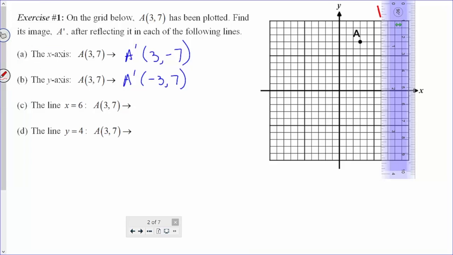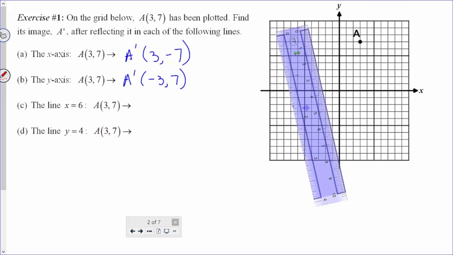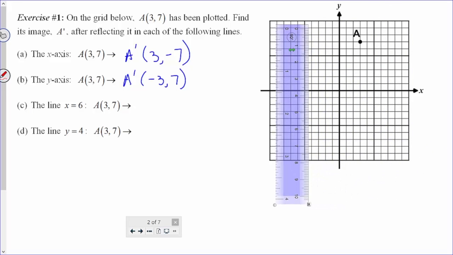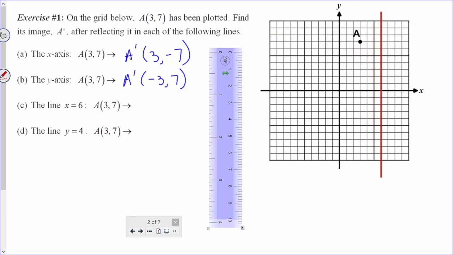All right, so, oh, that just didn't work at all. Let me try that again. That's because I was using the wrong edge. Let's try it again. And there, right? That is the line x equals 6.